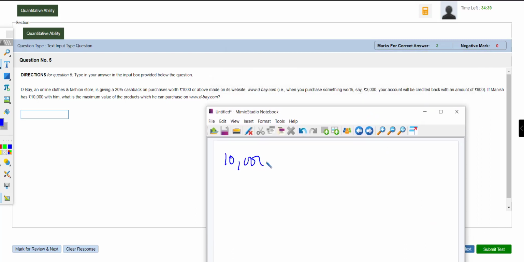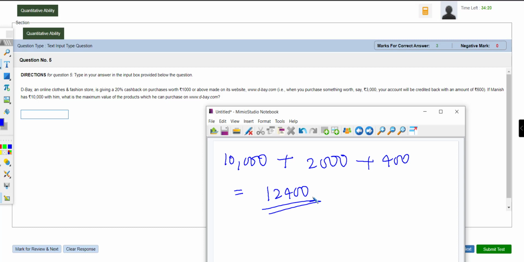Okay, so over here he is having 10,000 rupees. Means if he purchases for 10,000, he will get 20% cash back, means he will get 2,000 rupees cash back. Again he spent 2,000 rupees, he will get 20%, that is 400 cash back. So he can purchase goods worth 12,400, but I am sure the answer is not 12,400.